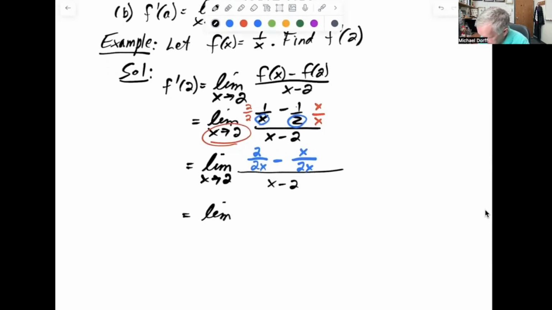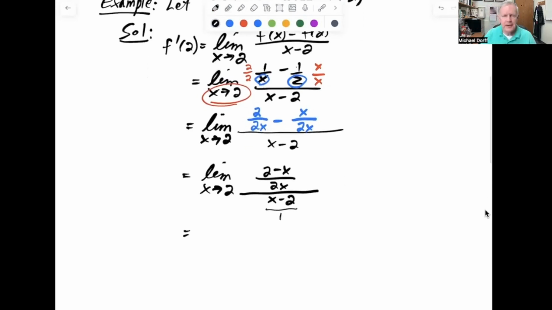All right, so then again, I have the limit as x is going to 2. Now I'm going to combine what I have in the top, the blue fractions there, to make one fraction. When I do that, I have 2 minus x all over 2x, and then that's all over x minus 2. So now I have a fraction on the top, and I have an x minus 2 in the bottom. And I can think of that denominator, x minus 2, as really a fraction, because that's the same thing as x minus 2 over 1.